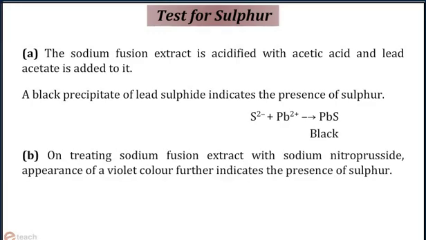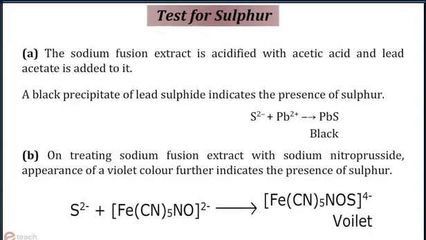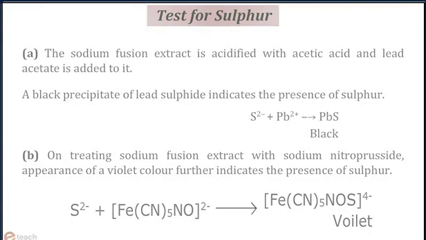The second method of estimation is as follows. On treating sodium fusion extract with sodium nitroprusside, the appearance of a violet color further indicates the presence of sulfur. The reaction involved in estimation is given here.